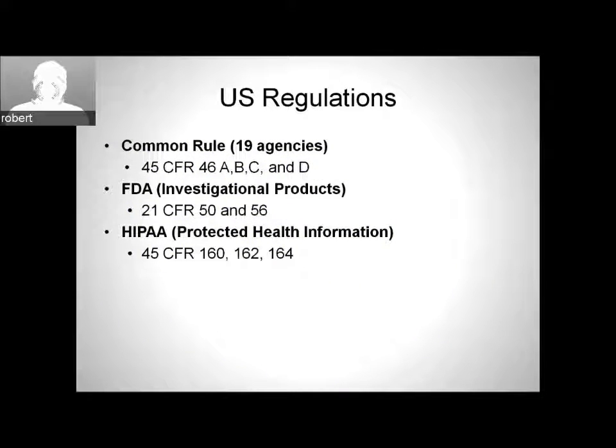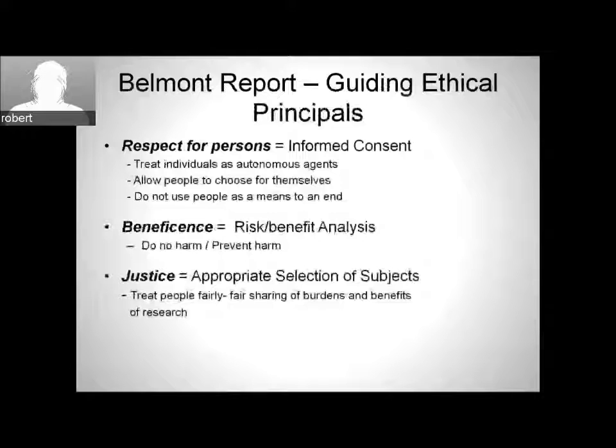U.S. regulations are engaged through three different means. The first is the Common Rule, which set forth the regulatory guidelines for all research done through the Department of Health and Human Services, and is paired with FDA, which controls all investigational products, including drugs as well as instruments. And then we have protection of health information, which is based in HIPAA.